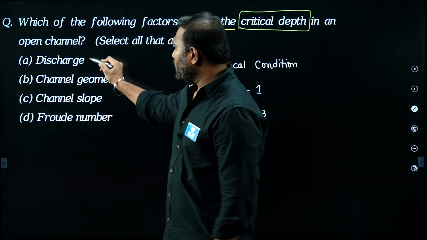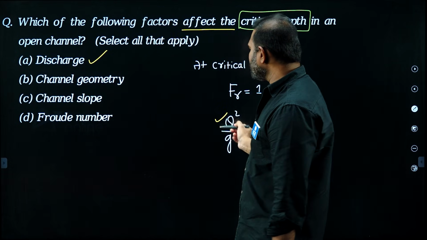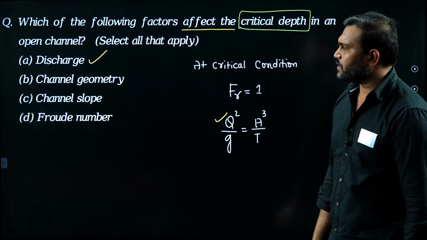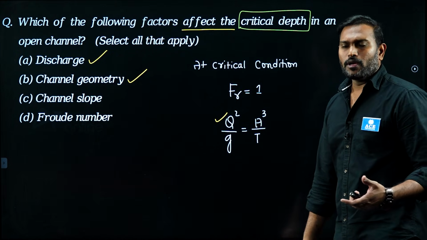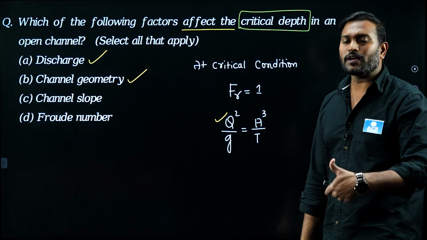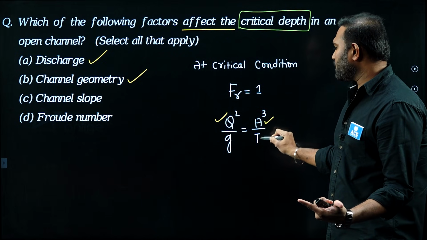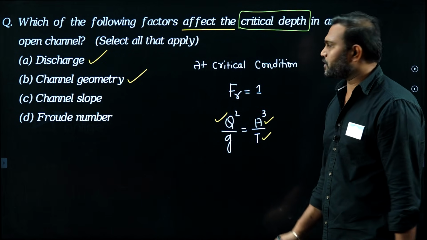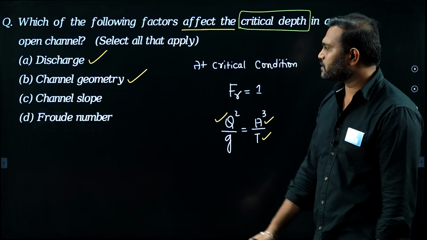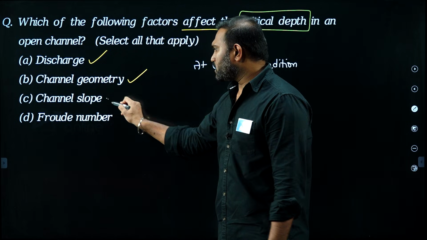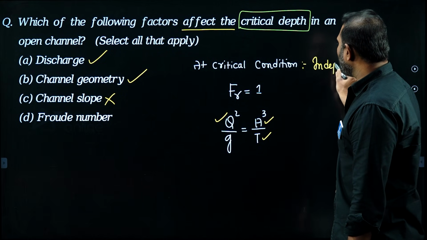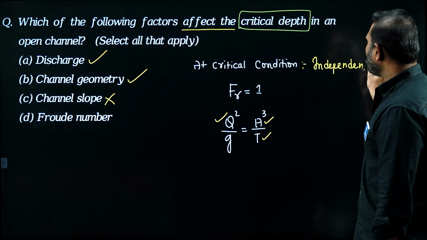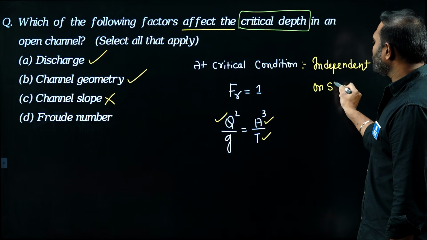Discharge, yes, definitely. If discharge changes, critical depth is going to change. Channel geometry, yes. Why? Because for different channel cross sections, different critical depth is there. If channel geometry changes, area and top width also change, so the critical depth is going to change. Channel slope, see, the critical condition is independent of slope. It is never dependent on the bed slope.